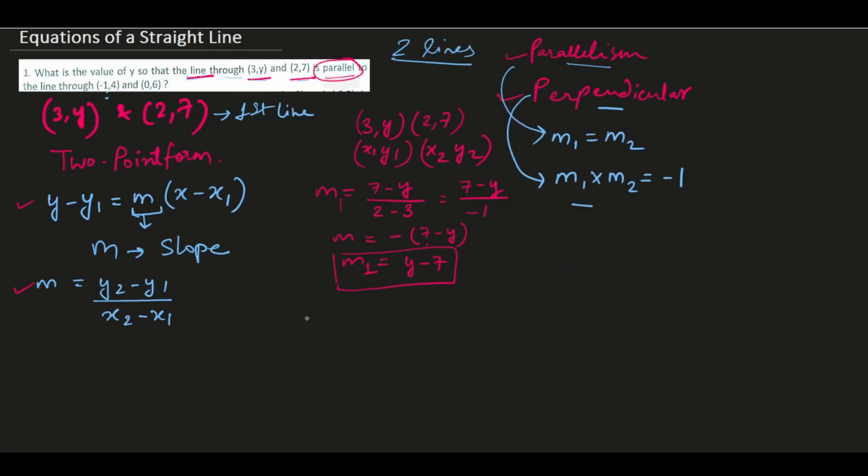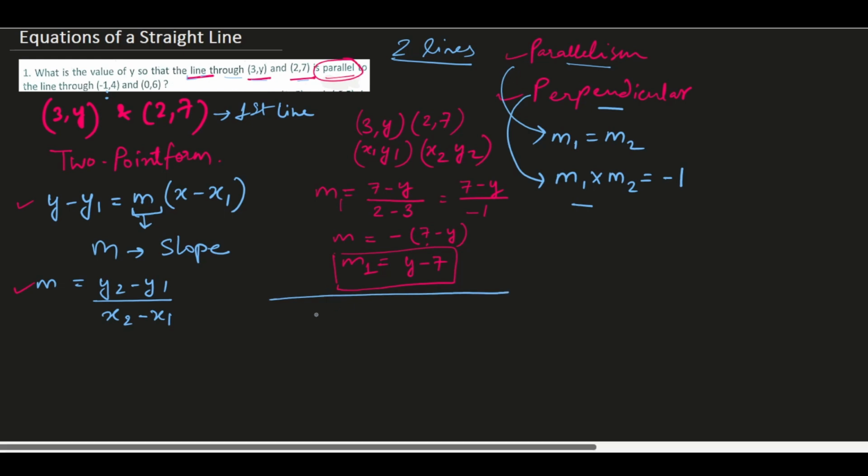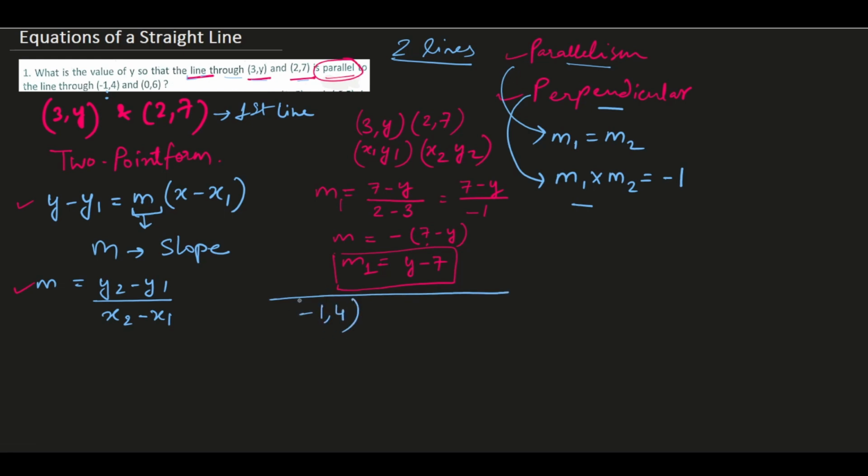So, for the second line, the points are minus 1 comma 4 and 0 comma 6. So, let's find the slope of the second line, m2, which will be equal to the same formula here. Just look, y2 minus y1. Here 6 is y2 and y1 is 4. So 6 minus 4 divided by x2, which is 0, minus, this is minus 1.